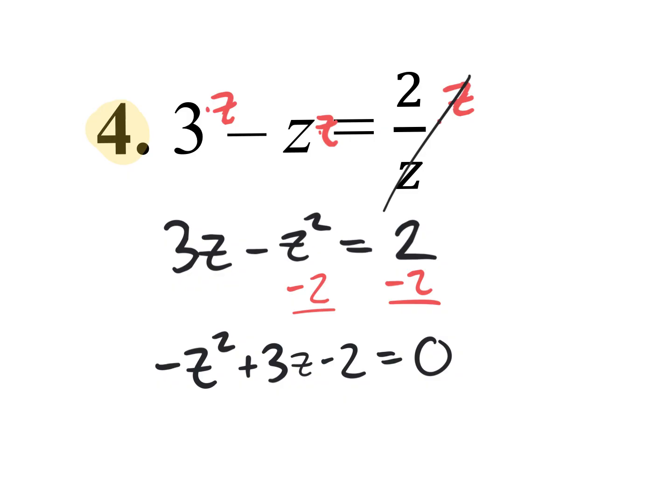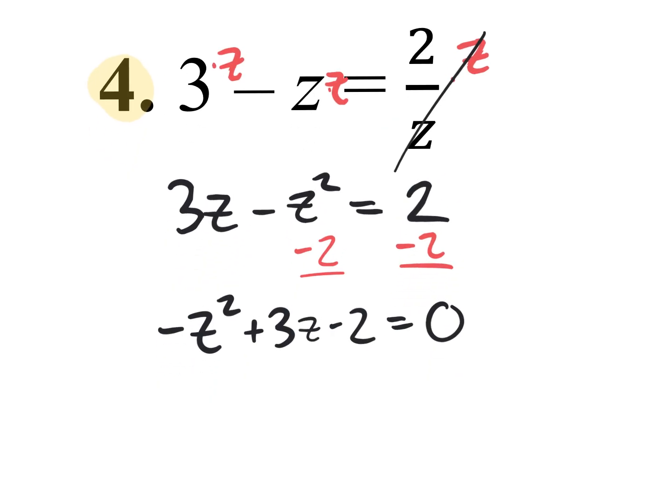And hopefully you remember that when you have an x squared, you want it to be a positive x squared, not a negative x squared. In this case, same thing, it's a z squared. You want it to be a positive z squared, not a negative z squared. So what are we going to do to make that a positive?